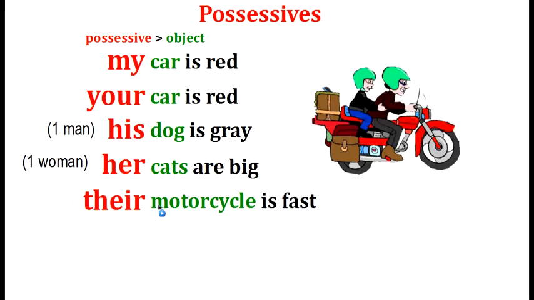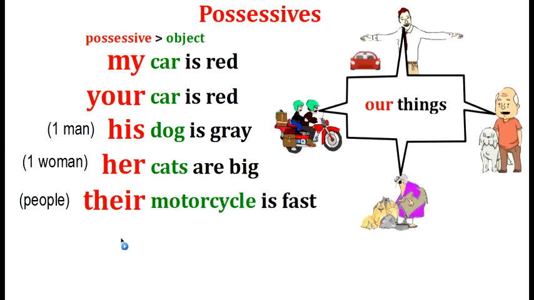Their motorcycle is fast. Again, we use their for people, more than one person. 2 people, 3 people, a group of people, right? Boys and girls, men and women. So these are 2 people, right? And this is their motorcycle. Their motorcycle is fast. Good.